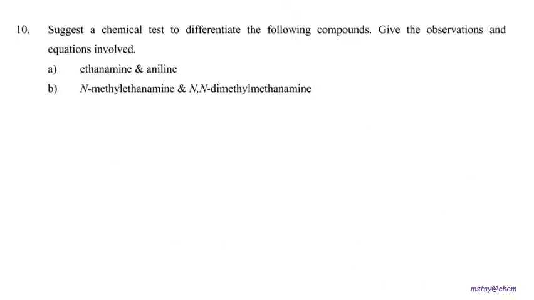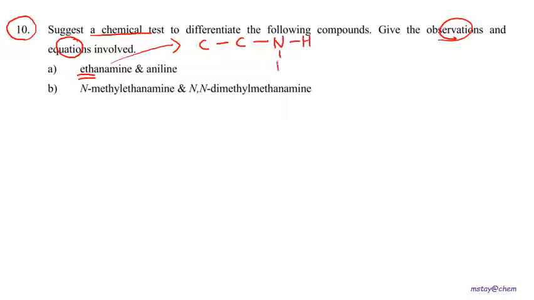Now let's proceed to tutorial question number 10. We need to suggest a chemical test to differentiate the following compounds, and we need to give the observation and also the equation. Let's start with number 1, ethanamine, from the word ETH. We know that it has 2 carbons bonded to nitrogen, so it is H, H with 1 lone pair, CH3CH2. So this is a primary amine.